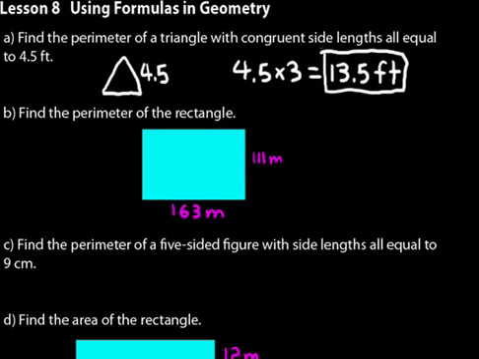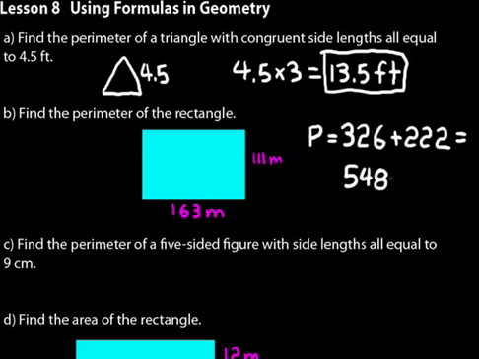Practice problem B, find the perimeter of that rectangle. So we see that one side is 111 meters, the other side is 163. So remember on that we need to say 2 times the length plus 2 times the width. So think about 163: 160 times 2, that'd be 320, and then add 3 times 2 for 6, 326. And then doubling the width, that's easy. That's just going to be 222 meters. And so we'll get 548 meters for the perimeter there.